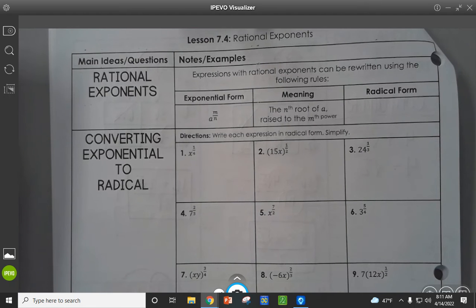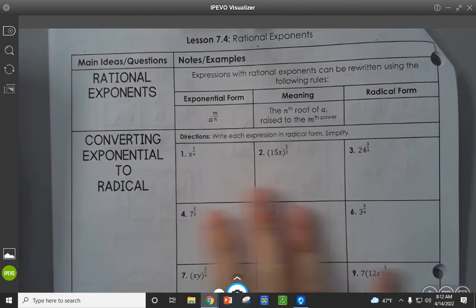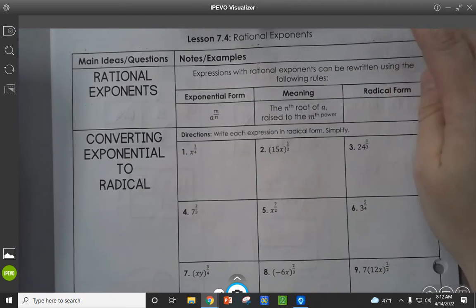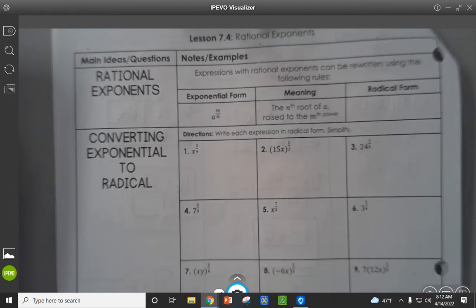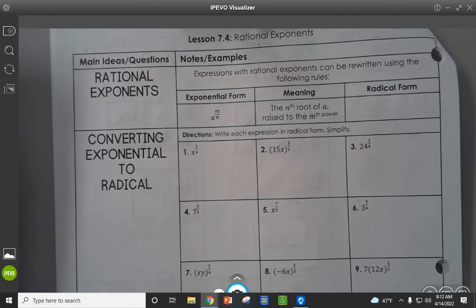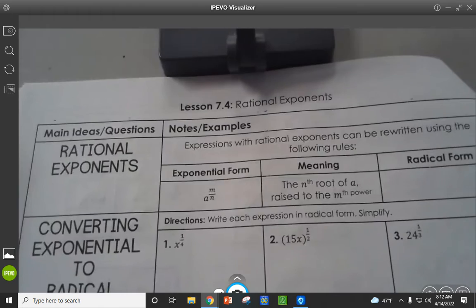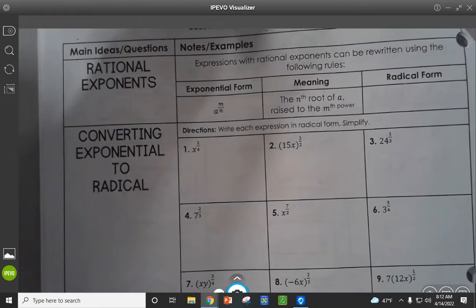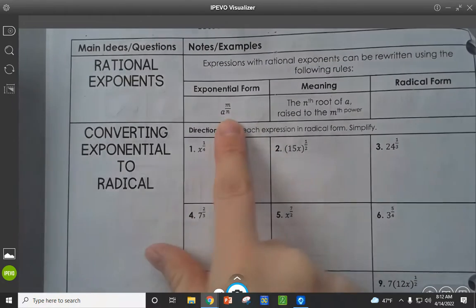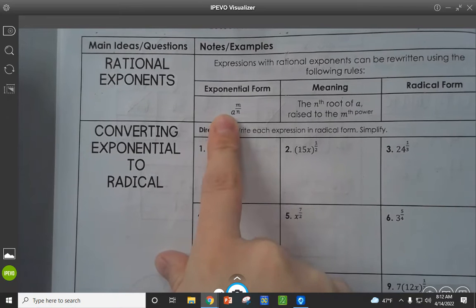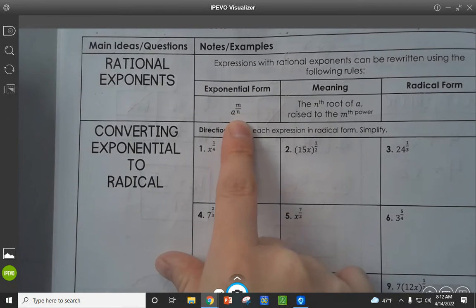All right, so 7.4, we're looking at examples where we have fractions in the exponents and converting those to radicals and vice versa. So when you have a fraction exponent, so looking here, you have a to the m over n power.